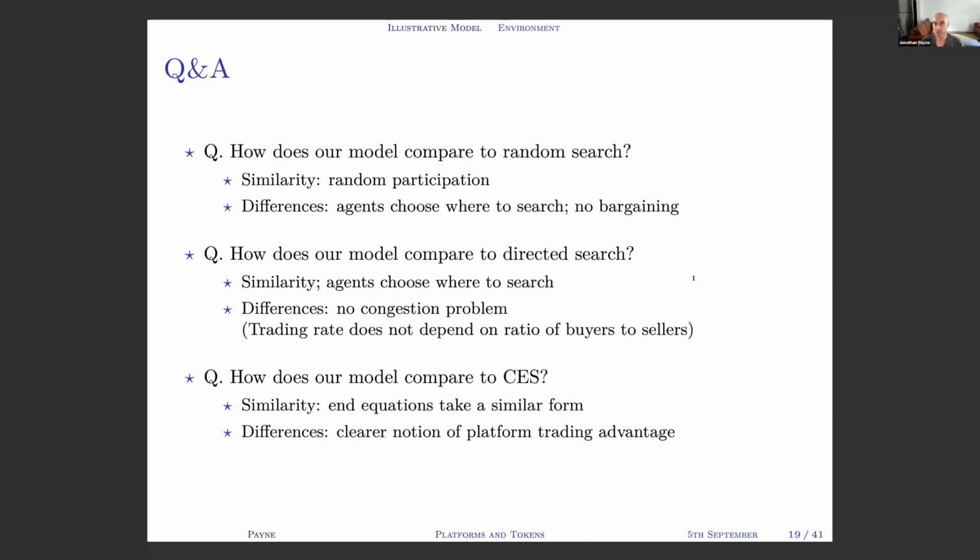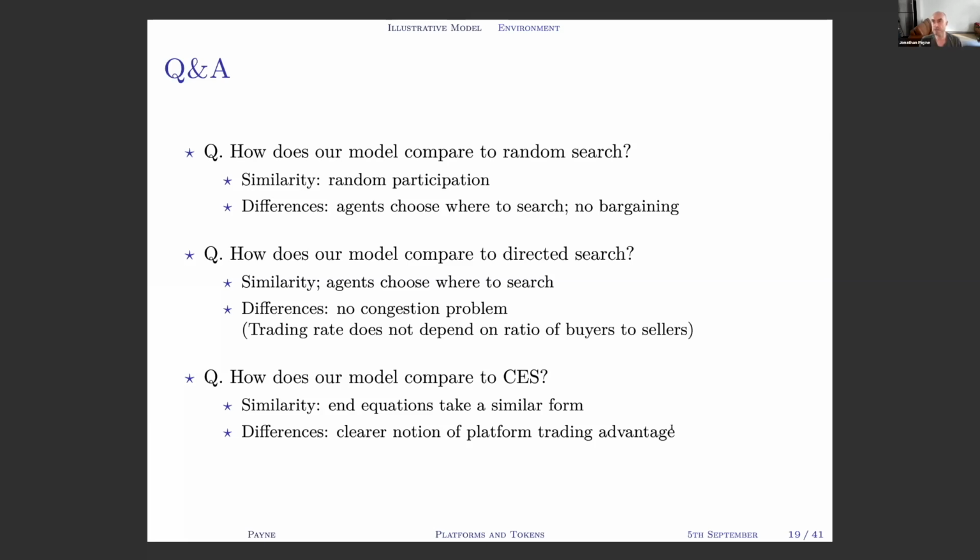Compared to directed search, we also have this feature that agents are choosing where they want to search. But the key feature of a directed search model is you have a congestion problem, right? The trading rate in a directed search model depends on the ratio of buyers to sellers. So as more people go onto Amazon, it becomes harder for me to buy on Amazon. It's really the congestion that drives the market clearing in a directed search model. And we've shut down the congestion here. And compared to CES, I want to get a clearer notion of the platform trading advantage.